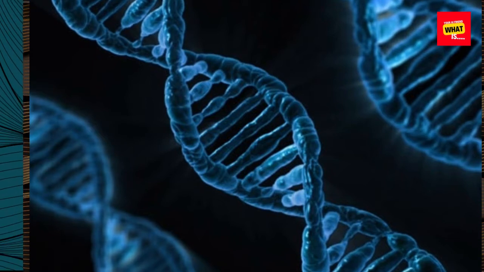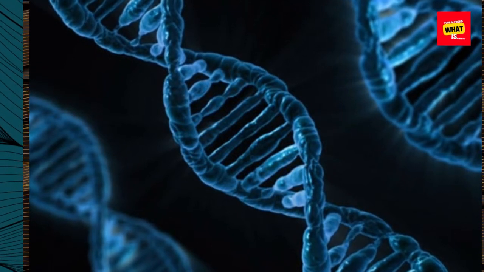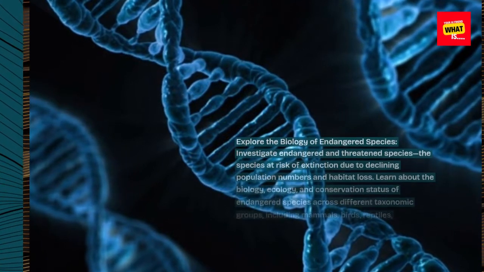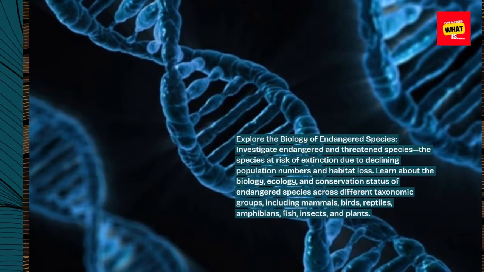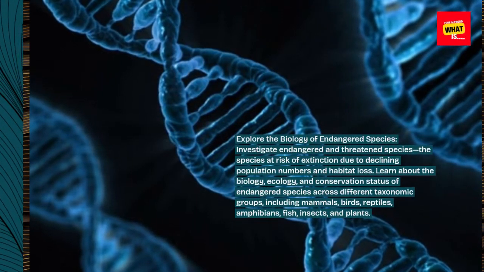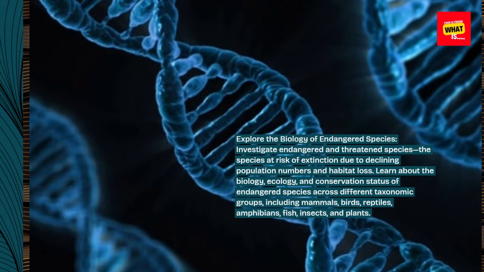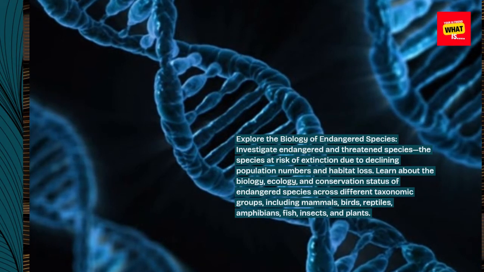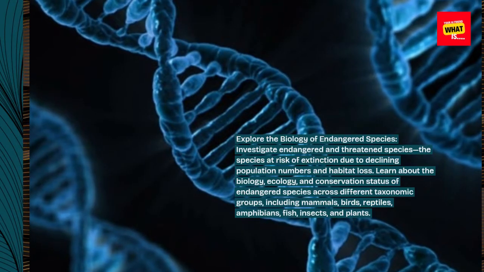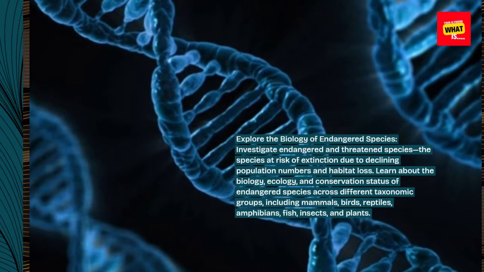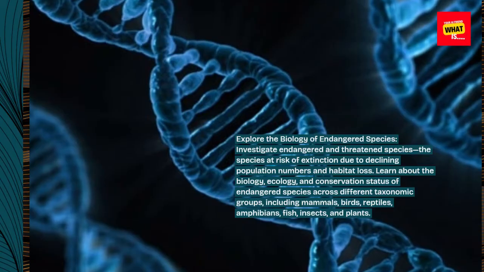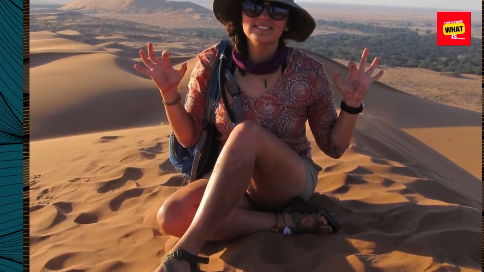Explore the biology of endangered species. Investigate endangered and threatened species, the species at risk of extinction due to declining population numbers and habitat loss. Learn about the biology, ecology, and conservation status of endangered species across different taxonomic groups, including mammals, birds, reptiles, amphibians, fish, insects, and plants.